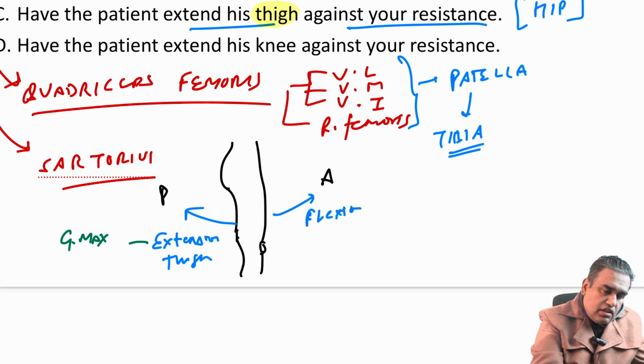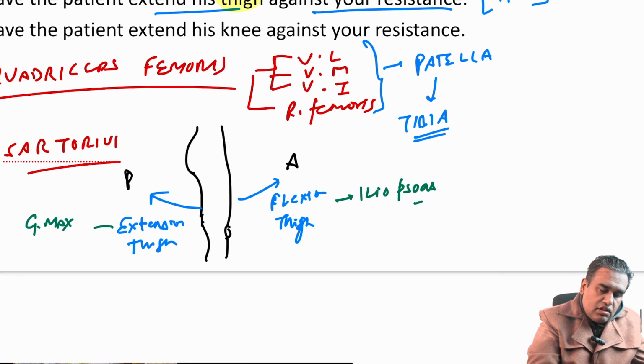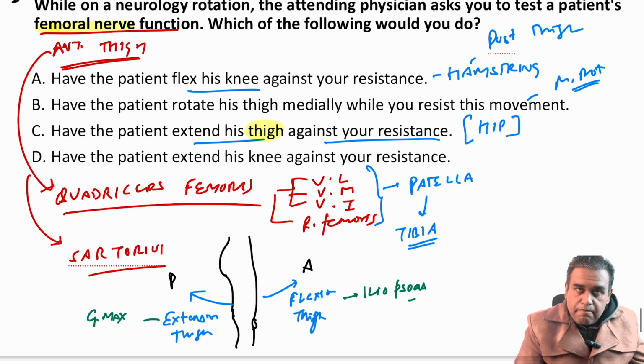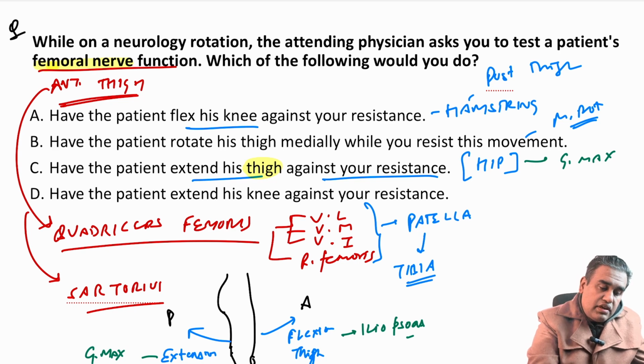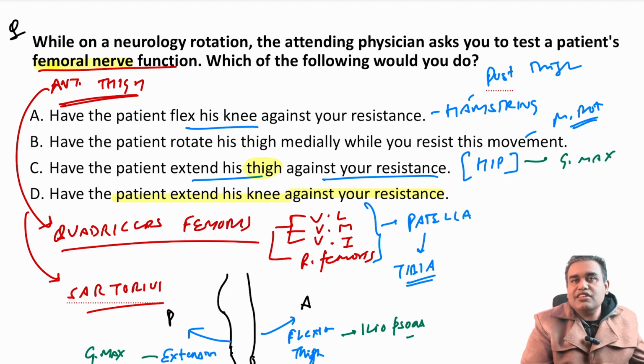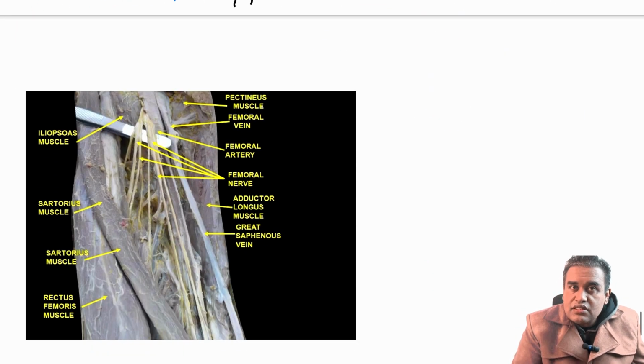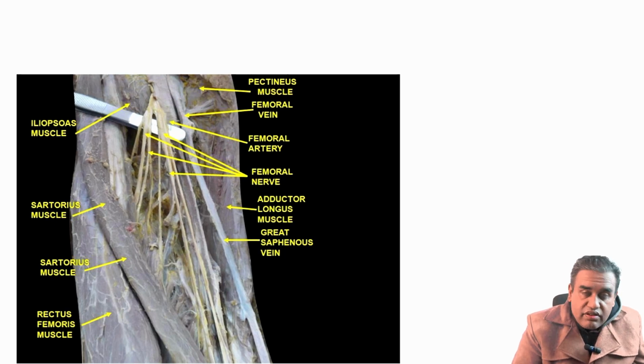Moving your thigh or the femur anteriorly is known as flexion of the thigh. This is done by iliacus and psoas major. Remember that. So the third option, asking the patient to extend the thigh, tests the gluteus maximus. The fourth option is our best answer: extend the knee against resistance. This is the role of the anterior thigh muscles supplied by the femoral nerve.